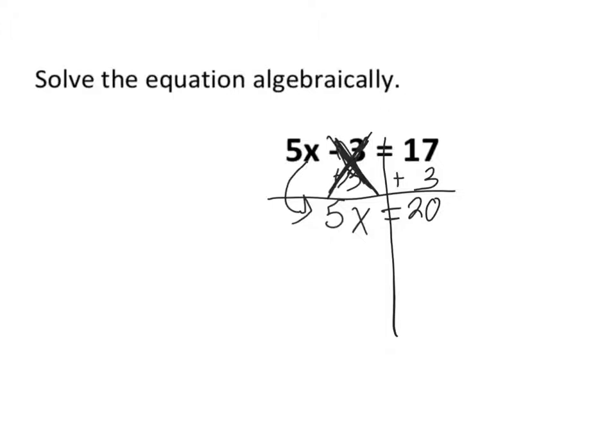Now we have to undo multiplication or division. So what 5x really means is 5 times x. Now we don't know what x is, but since we have 5 times x, we have to do the opposite of that, which is divide. So we're going to divide by the number that is with x, which is 5. What we do to one side of the equation, we have to do to the other. So these 5's cancel out, and we're left with x. 20 divided by 5 is 4. So we are left with x equals 4.